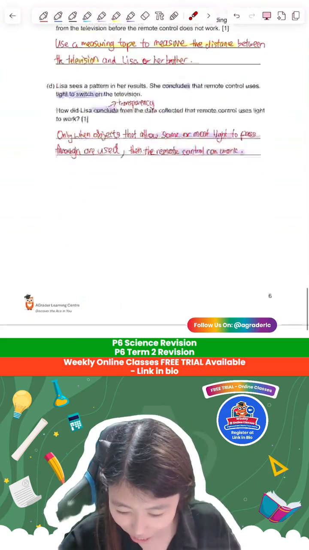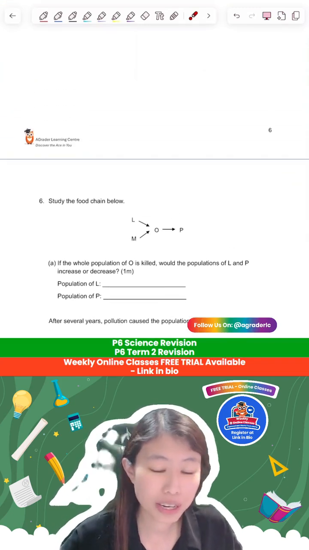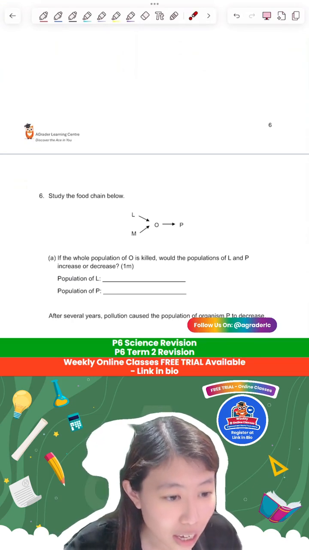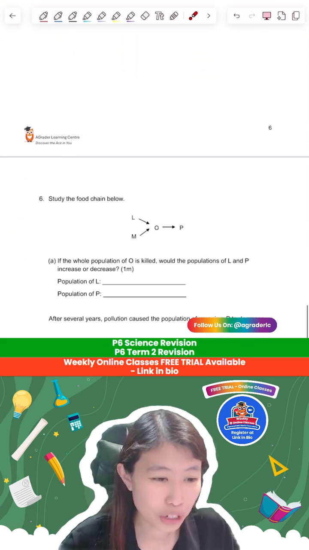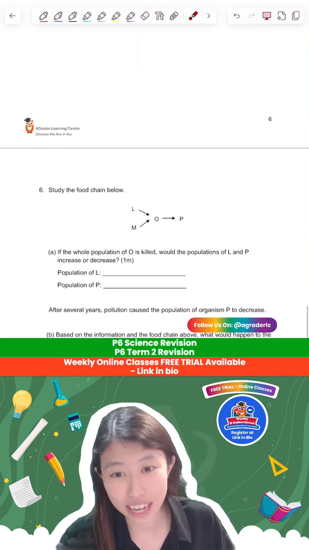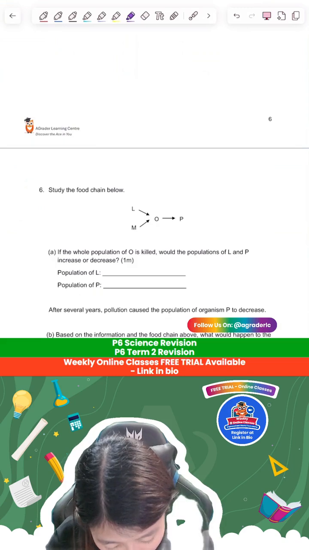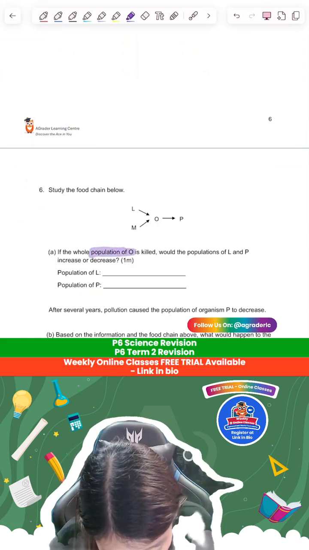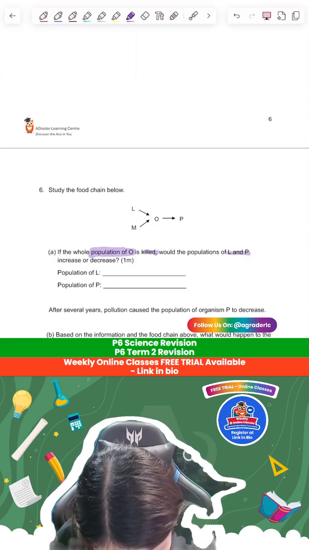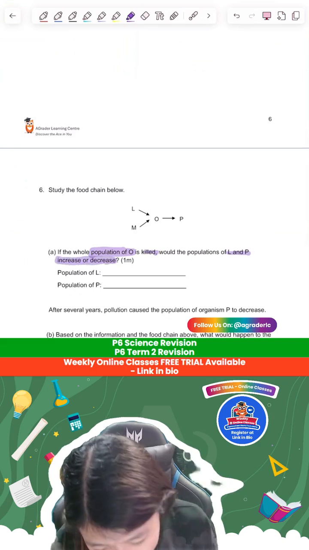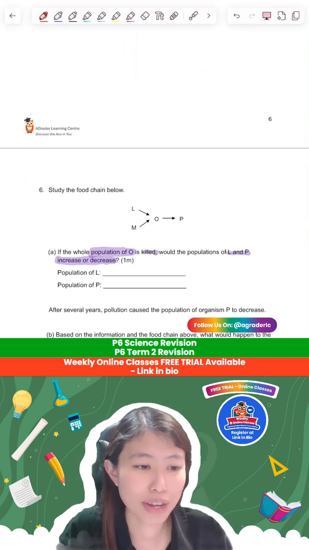Okay, so let's look at the next one. Next one is about your food chain. Let's look at your food chain over here. For quiz 6A, I think y'all can tell me, if the whole population of O is cute, would the population of L and P increase or decrease? Tell me about L first. What do y'all think?